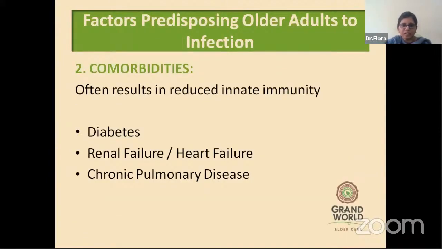So the next factor is comorbidities. Comorbidities are the associated illnesses like diabetes, hypertension, renal failure, heart failure, or chronic pulmonary disease, which is otherwise called long-standing lung diseases. In all these disease conditions, the innate immunity will be reduced, making the patient more prone to infection.